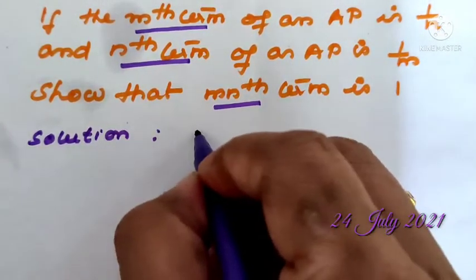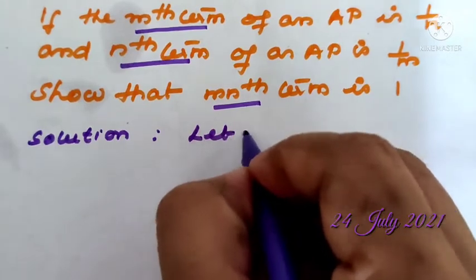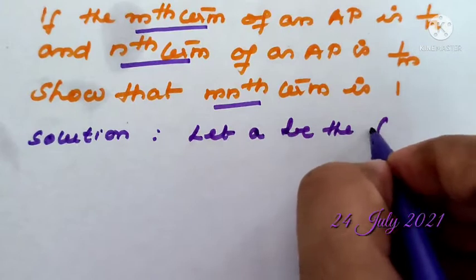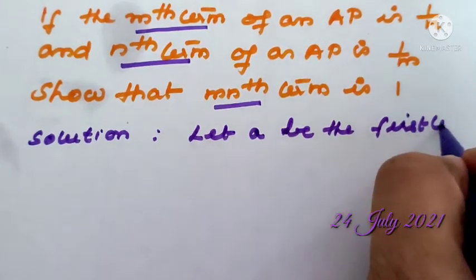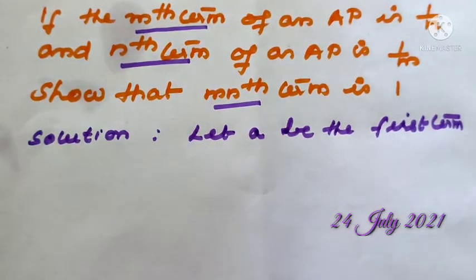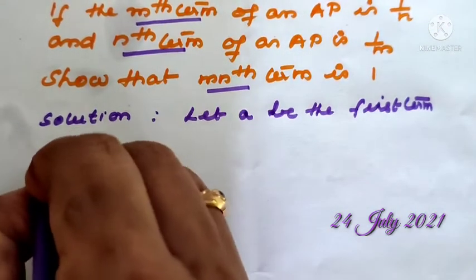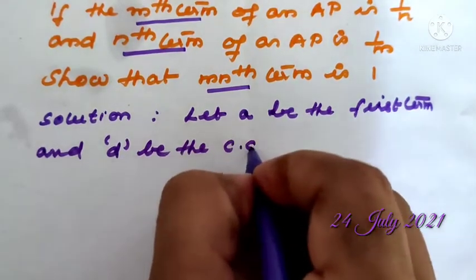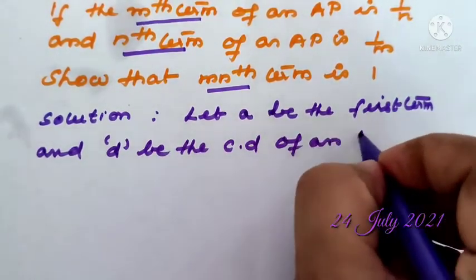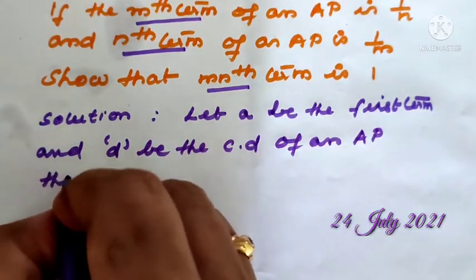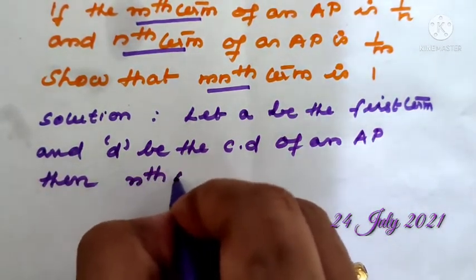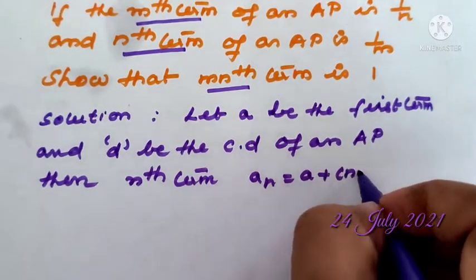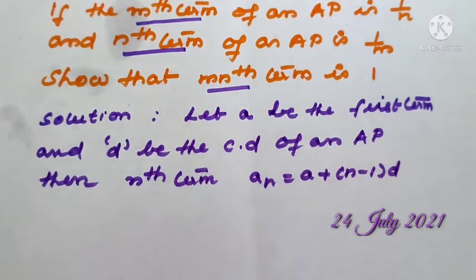Let a be the first term and d be the common difference of an AP, then the nth term an equals a plus n minus 1 into d. This idea only we are going to use here.